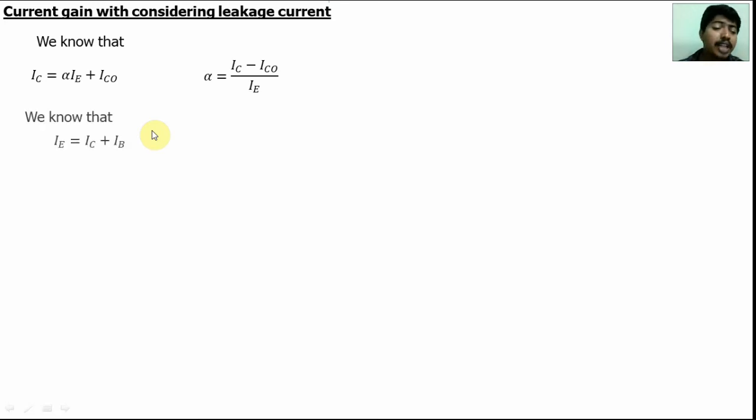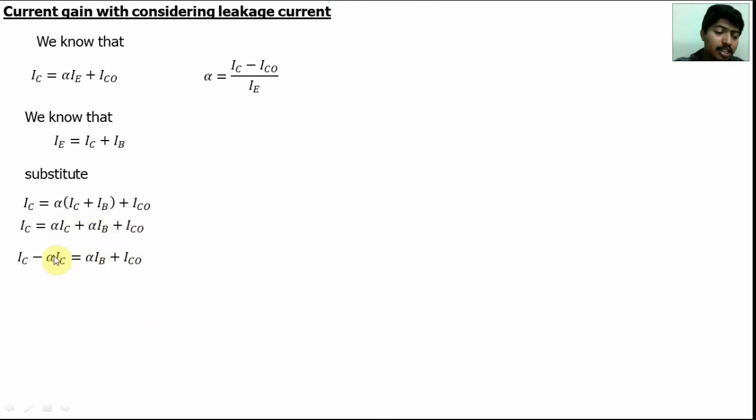We know that IE is equal to IC plus IB. Substitute here. So IC is equal to alpha into (IC plus IB) plus IC naught. Simplify this equation. So IC is equal to alpha IC plus alpha IB plus IC naught. IC minus alpha IC is equal to alpha IB plus IC naught. So IC taken outside, IC into (1 minus alpha) is equal to alpha IB plus IC naught. Divide by 1 minus alpha on both sides. So you will get IC is equal to alpha by 1 minus alpha into IB plus 1 by 1 minus alpha into IC naught.